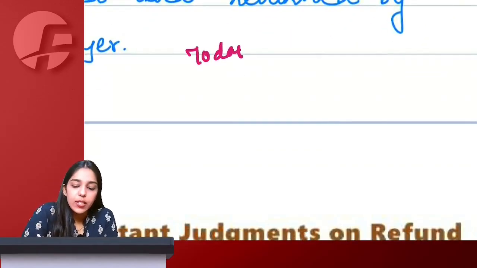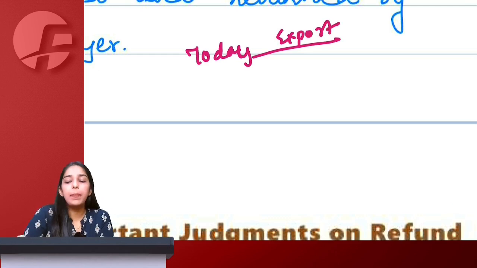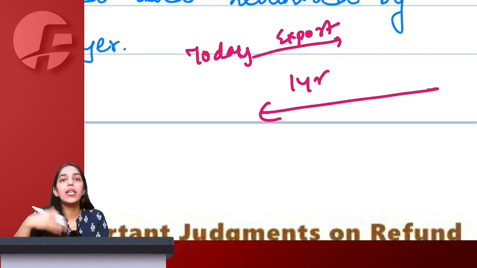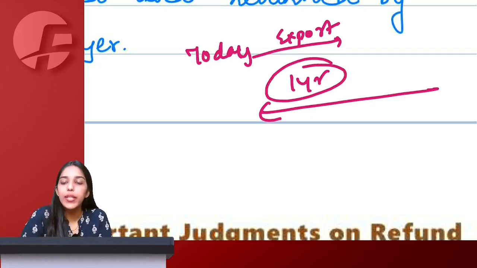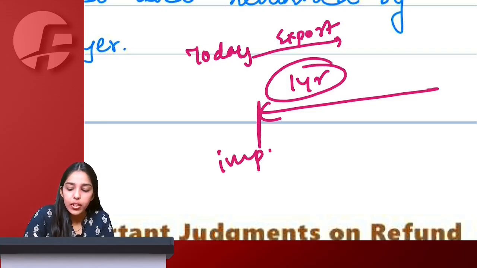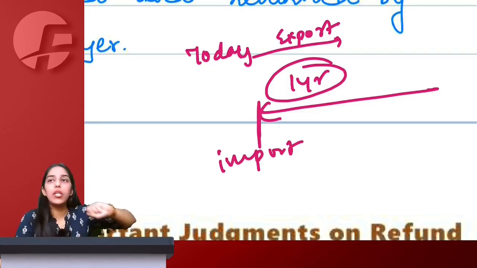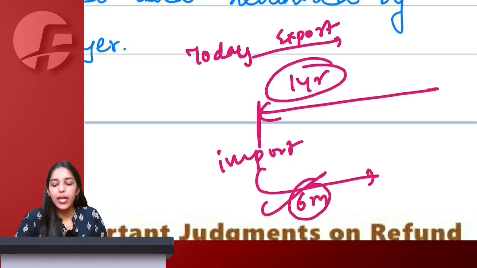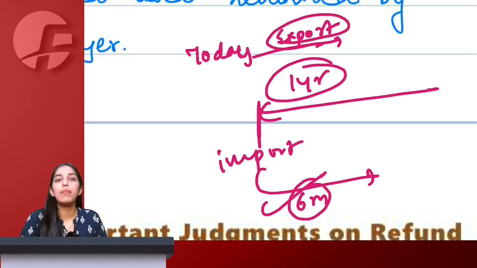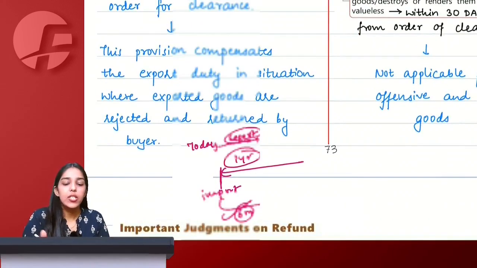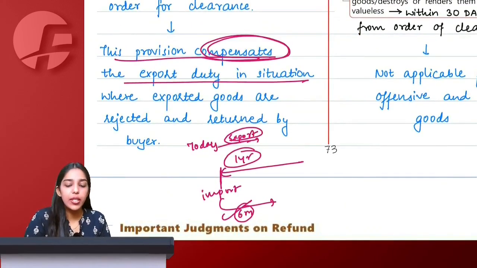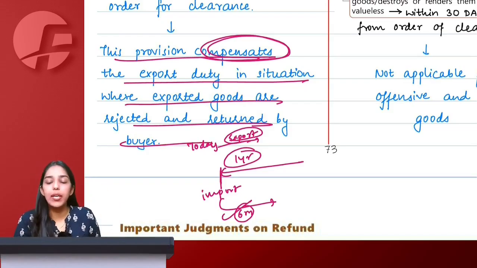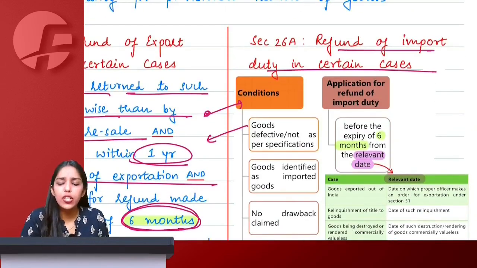Today, I export something after paying export duties. Within 1 year, this comes back to me, which means my sale is now a sale returned within 1 year. The day on which I import my exported goods back, there is a sale return. From this, within 6 months, you can go and apply for refund of the export duty paid here, is what the entire provision says. So the provision basically compensates the export duty in a situation where goods exported by you are rejected and returned by your ultimate buyer. Same is the case of import duty.